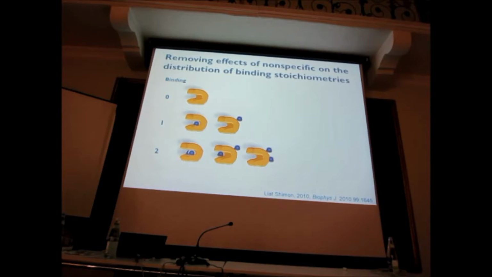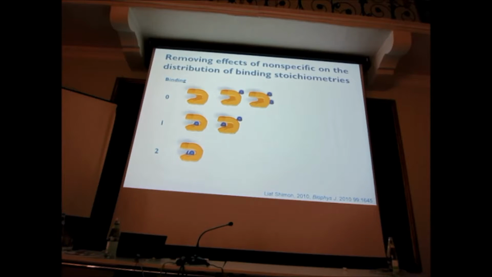So based on the mass spectrometry data, we can extract the non-specific binding constant value. We assume that there is a single non-specific binding constant, and then we use this value in order to subtract the artificial increase in intensity due to the non-specific binding, and we add this intensity to the relevant group. For example, we remove this intensity and add it to one ligand bound specifically. And this allows us to correct our data.